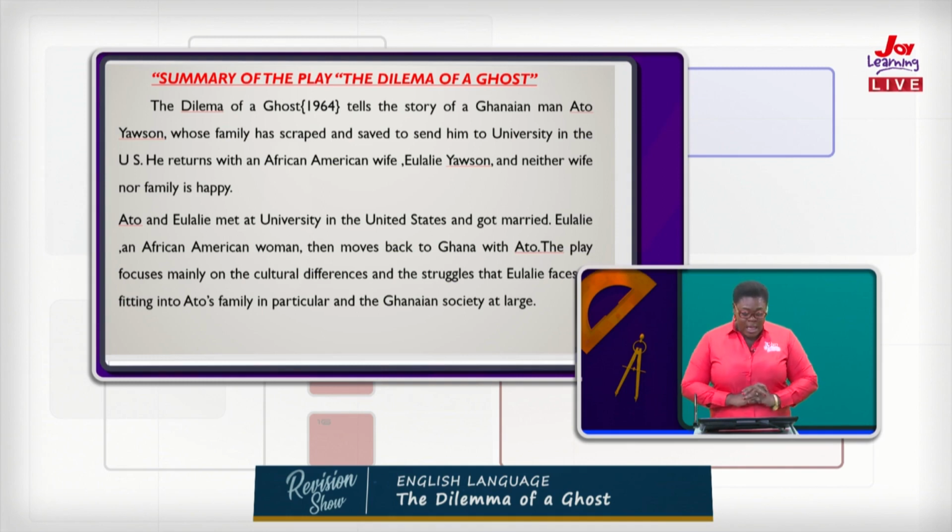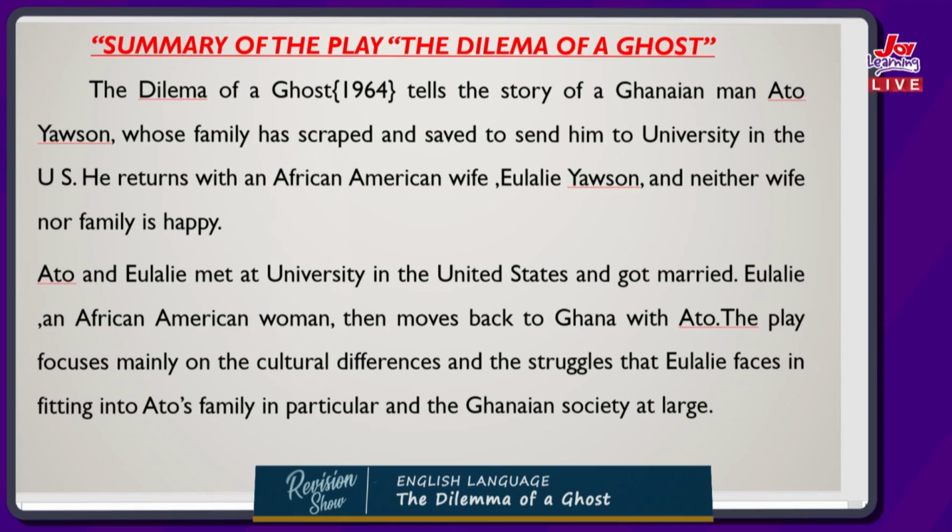Now, let's go to the summary of the play, The Dilemma of a Ghost. I give you a brief summary. The Dilemma of a Ghost, in 1964, I think I was not even born, tells the story of a Ghanaian man, Ato Yawson, whose family has scraped and saved to send him to university in the US, that is the United States. He returns with an African-American wife, Eulalie Yawson, and neither wife nor family is happy. Ato and Eulalie met at university in the United States and got married. Eulalie, an African-American woman, then moves back to Ghana with Ato. The play focuses mainly on the cultural differences and the struggles that Eulalie faces in fitting into Ato's family in particular and Ghanaian society at large.